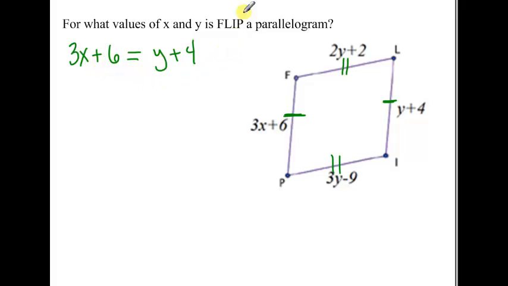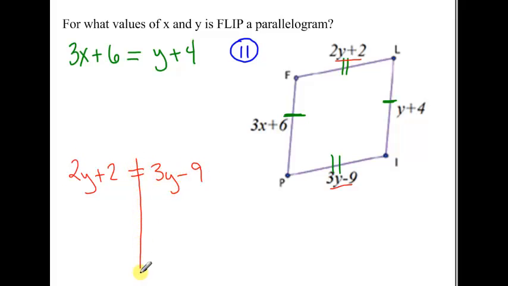Let's see. I'm going to push pause here on that one for a minute. This will be my pause button. We'll come back to that. Let's look at the other set. The 2y plus 2. That side needs to be equal to 3y minus 9. That one I think we can do. So 2y plus 2, set it equal to 3y minus 9. Has to be if this is a parallelogram. We'll solve for y.